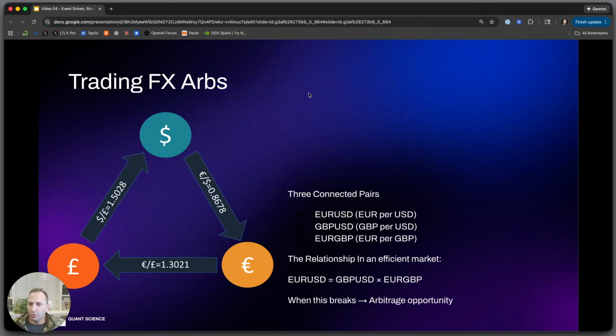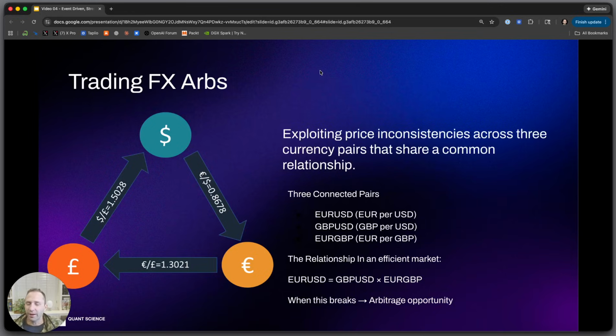First, let's introduce what a triangular arbitrage is. This is a so-called FX arbitrage. It's called a triangular arbitrage. All we're trying to do is exploit price inconsistencies across currency pairs that share a common relationship. And the best part here is it's all basic math.